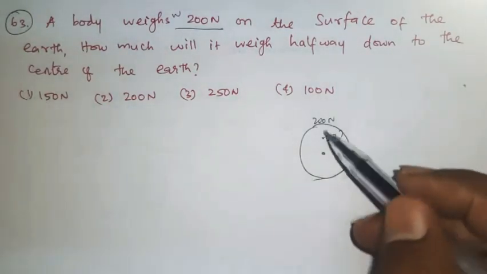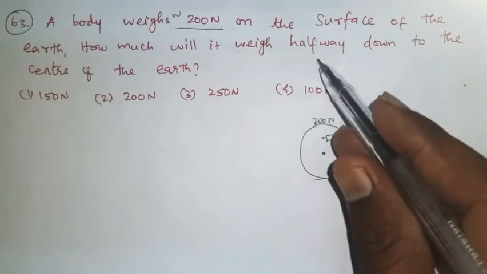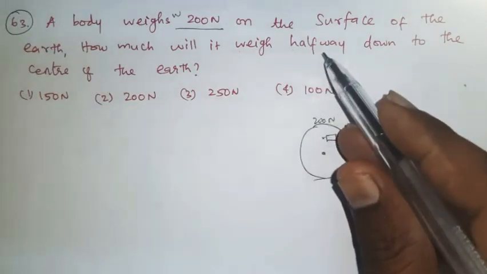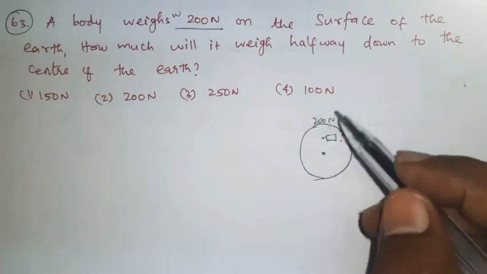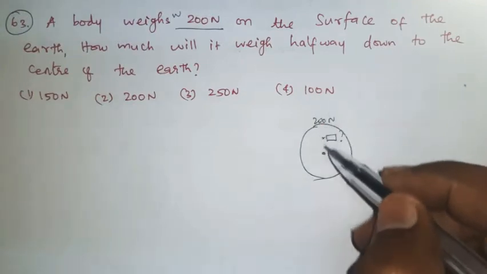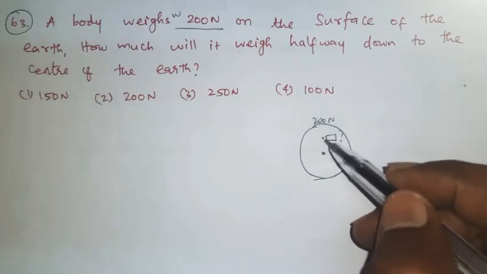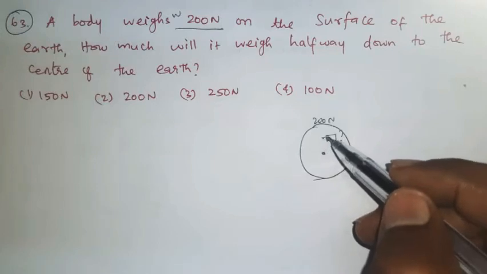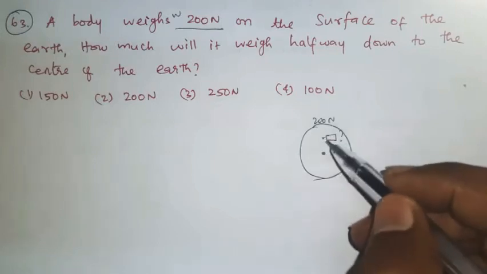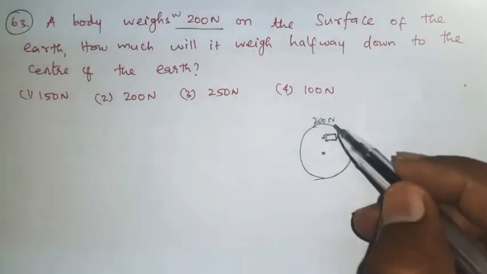We know that if you go away from the earth's surface, weight decreases due to the decrease in acceleration due to gravity. In the same manner, if you come towards the center of the earth, the weight of the body also decreases due to the decrease of acceleration due to gravity. So at halfway down, we have to find the weight of that body.